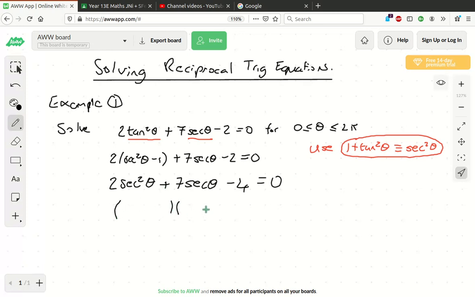So start factorizing it. We're going to have 2 sec theta and a sec theta. I want to make minus 4, but I want 7 in the middle. So I guess a plus 4 here and a minus 1 there will do the trick. And that gives us sec theta equals a half, because that bracket is 0, or this bracket is 0, in which case sec theta is minus 4.